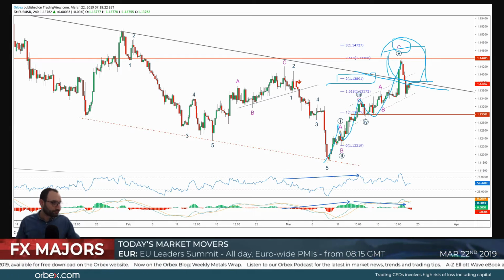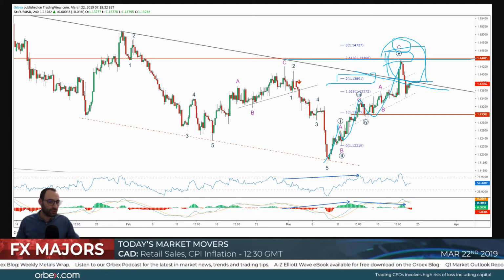We do see that now it could be a false break. It could also be a very good rejection at this strong resistance. We receive also on the 4-hour some very good signs that support bears, and from here we could see prices moving lower down to 113.